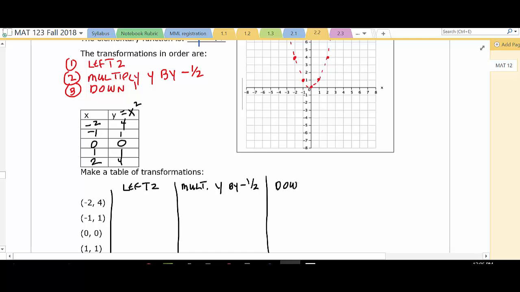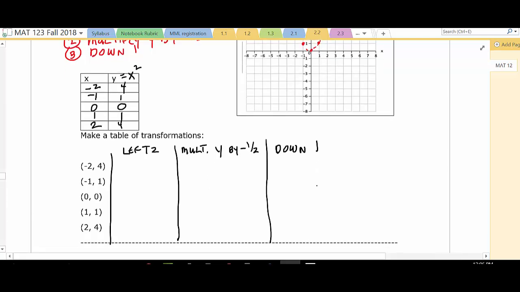So you have to know that order that you do stuff in. You got to study that. And the thing is, left, right is first. Anytime you have a stretch or shrink or reflect, that's second. And the last thing is up and down. So watch how I do this very carefully.